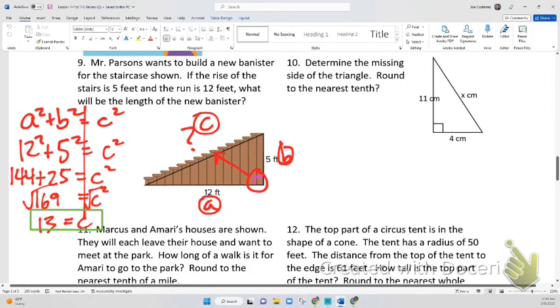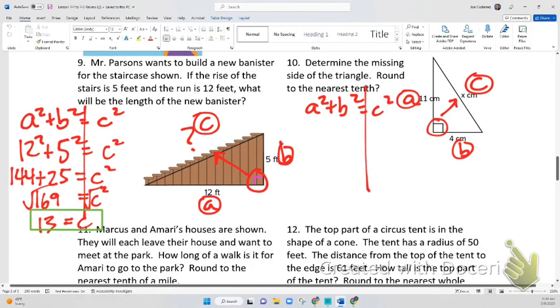For number 10, same exact concept. You're given a triangle. So once again, circle the 90-degree angle. The one directly across will always be your C. The legs don't matter once again. Plug it into your formula: A squared plus B squared equals C squared. The A in this case is 11. The B in this case is 4. And then the C is what we're trying to find. So we'll just leave it as C, or you can put X. It really doesn't matter.